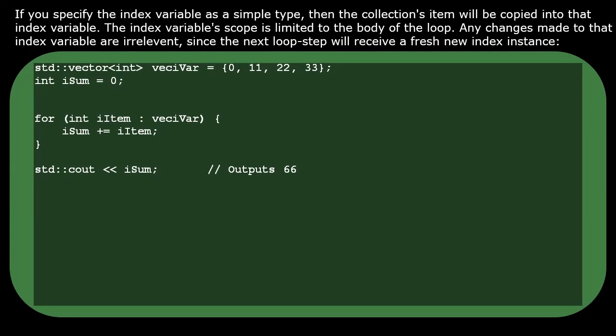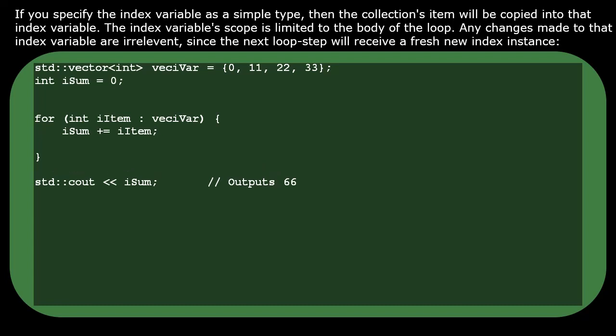In our first example, we specified the index variable as a simple type, such as this iItem variable having data type int. So each collection item, one at a time, will get copied into that index variable. Each step through the iteration, that step's collection item will overwrite the index variable, overwriting the previous step's value.